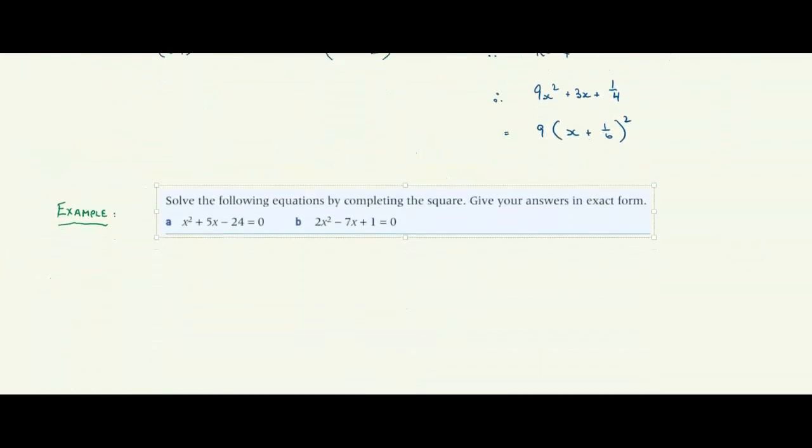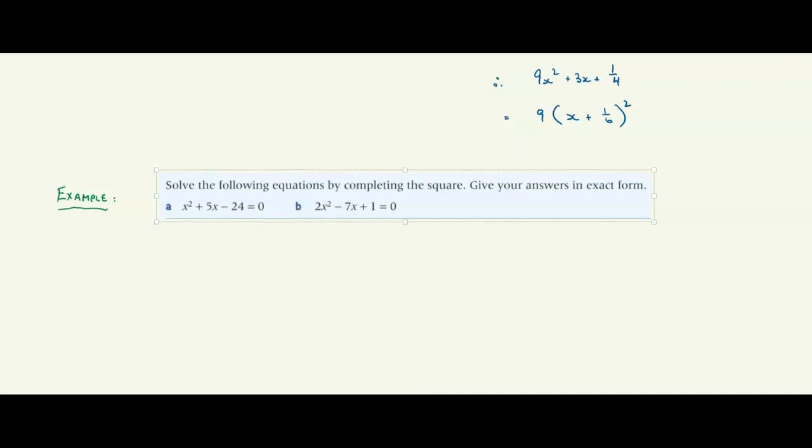Okay, so now just a couple of completing the square examples, and if you want to pause the video at this point, that'd be great, and have a go at the questions, then come back. So in part A, we're going to solve x squared plus 5x minus 24 equals 0 by completing the square.